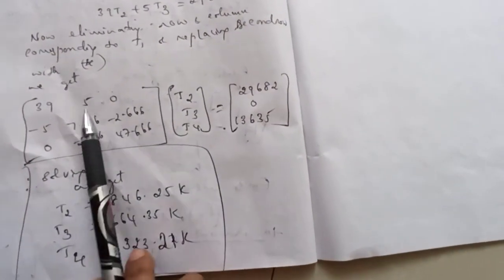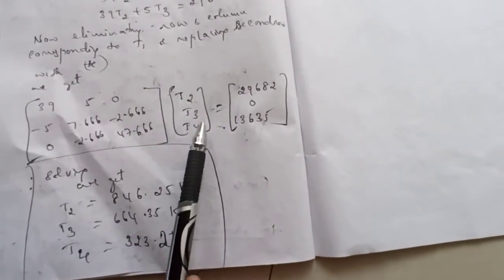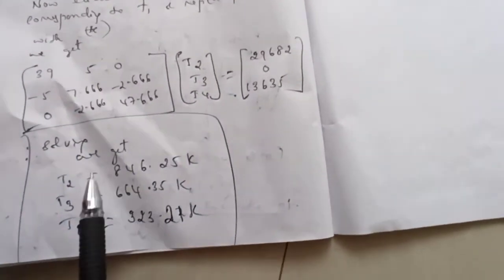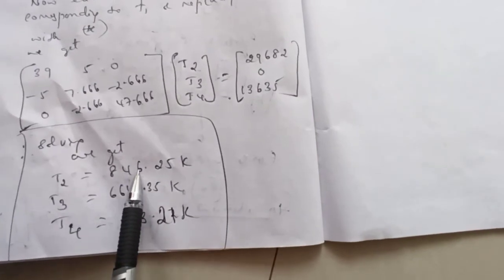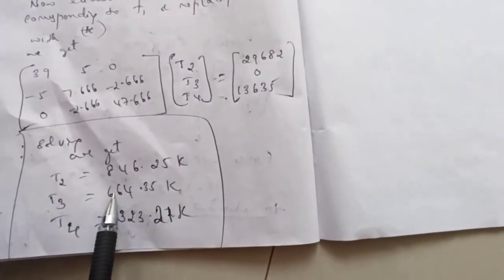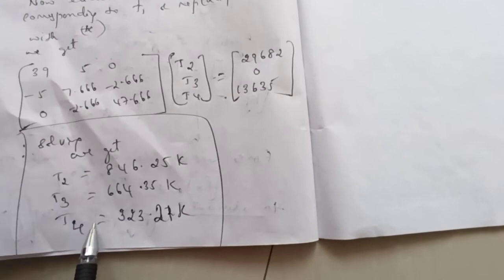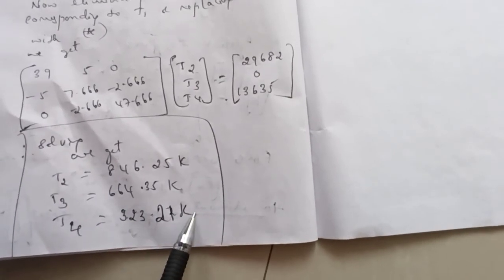Now you solve this matrix for T2, T3, T4, and we will get the value of T2 as 846.25 Kelvin, T3 as 664.35 Kelvin, and T4 as 323.21 Kelvin.